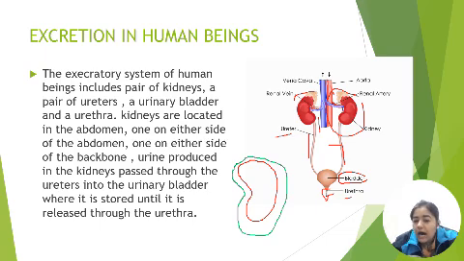That means our kidneys are located at two positions, like one kidney is a little higher than the other. Okay. Urine produced in the kidney passes through the two ureters into the urinary bladder, where it is stored. What is the function of the urinary bladder? It stores the urine from the ureters that has been filtered by our kidney, and then it is released through the urethra. This is the complete function of the human excretory system.